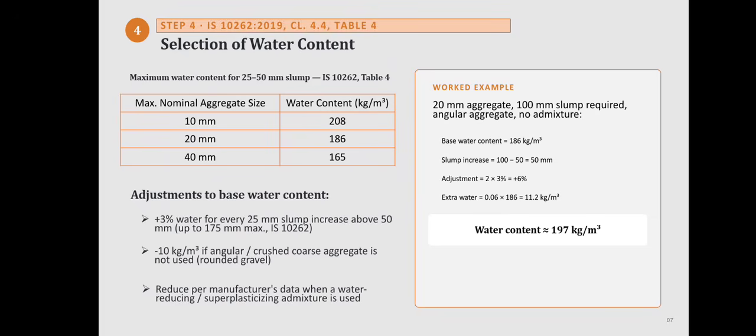So the next step is selection of water content. After fixing the water cement ratio, we determine the water content. IS 10262 provides recommended water content based on the maximum size of the aggregate. For 20 mm aggregate, the basic water content is 186 kg per cubic meter. If higher slump is required for pumping or easy placement, the water content is adjusted accordingly. The use of superplasticizers can reduce the water requirement while maintaining the desired workability.